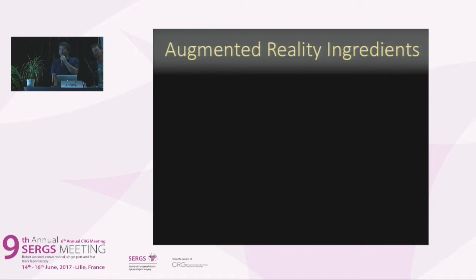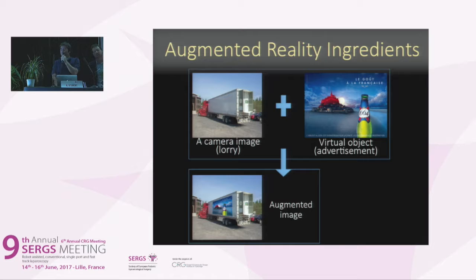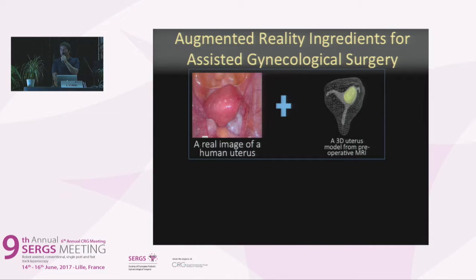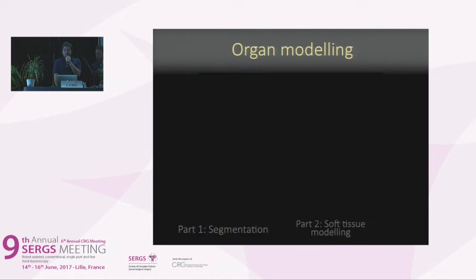So what are the ingredients for augmented reality? Well, in another example, we might have our real image, in this case a lorry, and an advertiser might be interested in changing that to augment it with an advert on the side of the lorry. So what I do is I spend my time getting computers to do this automatically. And in gynecology, the case that we're actually interested in here is to take our real image of our uterus and to augment it with a virtual object which is showing interesting structures that you don't see. So in this case, it's the uterine cavity and a myoma. So this is the goal, and this is what we want the computer to do.